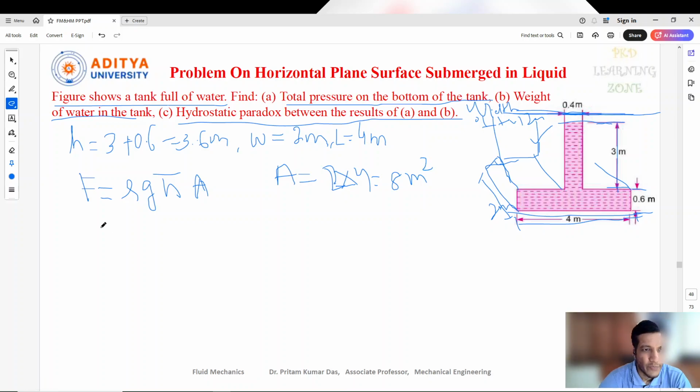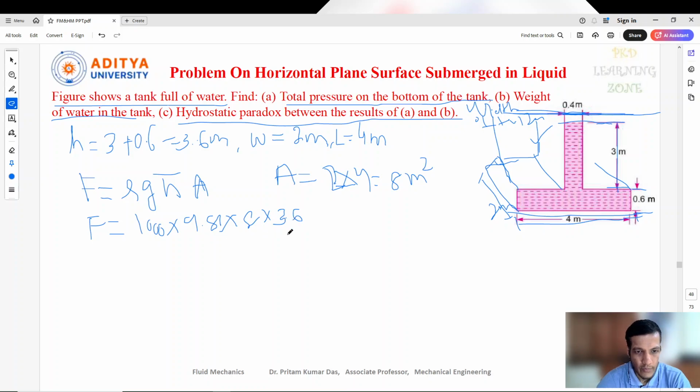And similarly we can find out the value of force on this. Water we have considered here, so rho, that means density of the water, equal to 1000 kg per meter cube, and this one 9.81, and into area 8 meter square, and this h bar, how much height is there, that is 3.6. So that one we can consider 3.6.